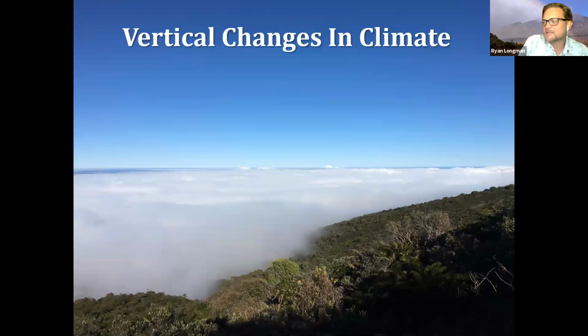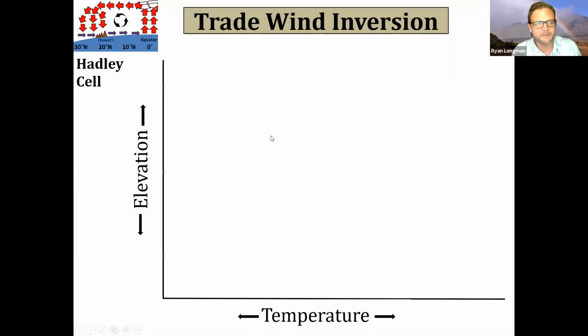Now, in terms of the vertical changes in climate, this is the example of the trade wind inversion here. We have what we call a trade wind inversion, and everybody that's been up top of Haleakala or Honolulu or has flown from one island to another has seen this. You might not be able to explain the mechanism behind this, but it ties right back into this atmospheric circulation we have here.